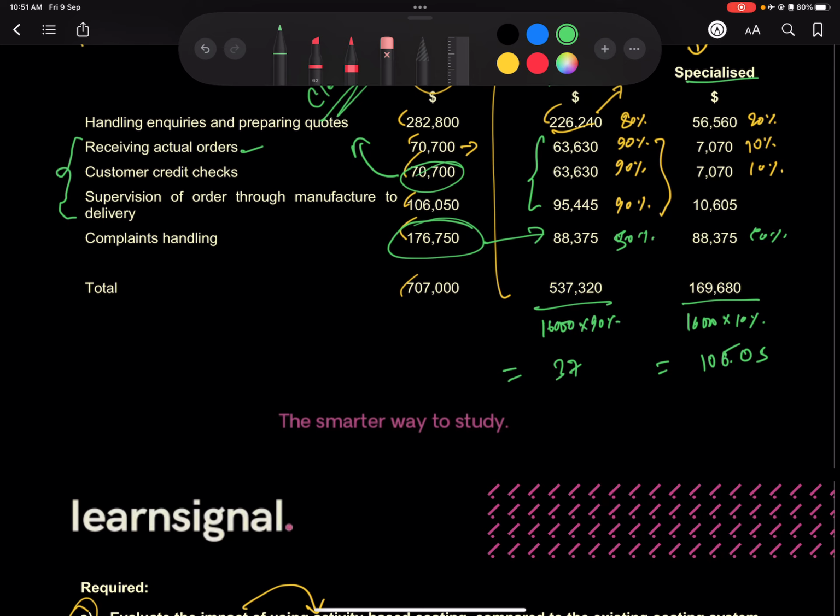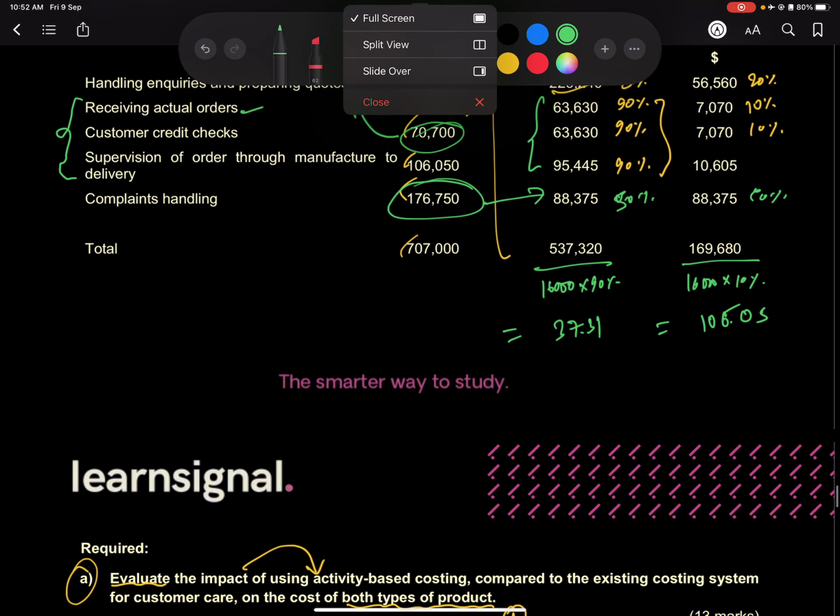Next, 16,000 orders, right? Out of that 90% of it, so 16,000 times 0.9 is going to be 14,400. So 537,320 divided by 14,400 is going to be 37.31.